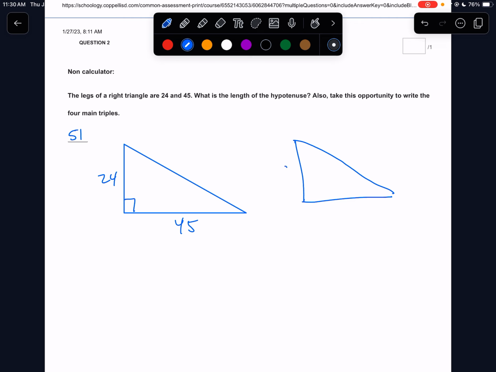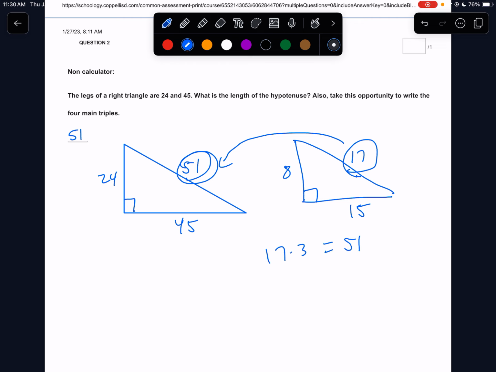24 divided by 3 is 8. 45 divided by 3 is 15. Oh, we need to know this. The hypotenuse would be 17. But since we divided by 3, we need to multiply by 3. So 17 times 3 would be 51. That's the number we're looking for.